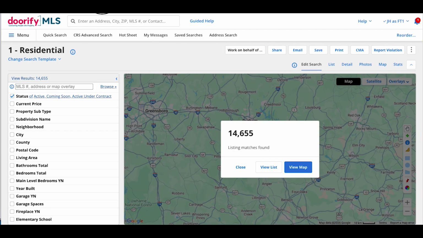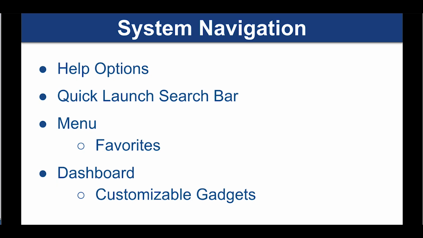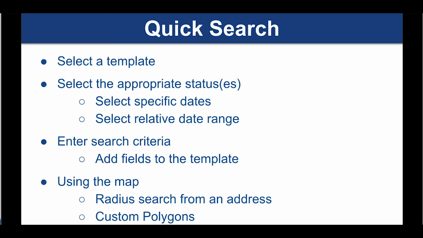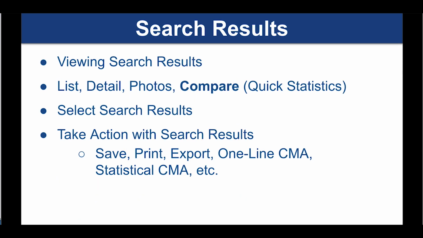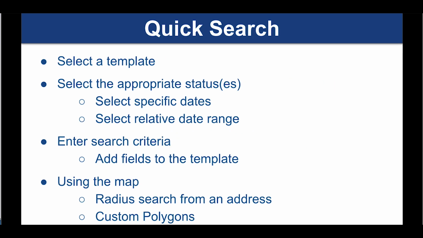So with that, I'm going to come in and do a few types of search here. So one, we'll create a specific search. And in this one, I'll use the map. I'll show you how to use the map. But we'll begin, select a template, select the statuses, date ranges if you're looking at those off-market listings, enter in additional search criteria, and then I'll also use the map.